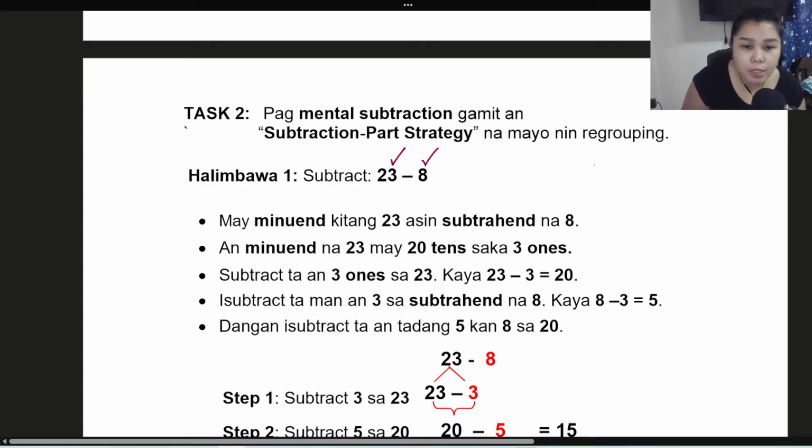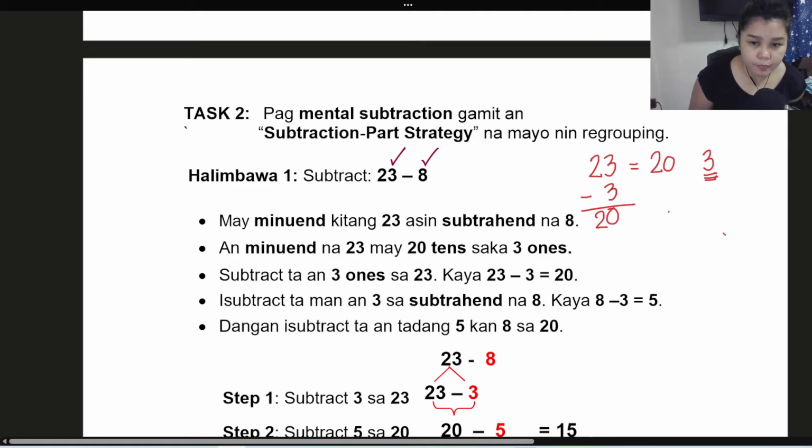Okay, so we have here minuend na 23. So, in 23, if you're going to separate yung tens and then ones, meron tayong 20 at saka 3 for 23. Okay, subtracta ang 3 1 sa 23. So, ito ang ones. 3 ones. So, you need to subtract it with 23. So, 3 minus 3 is 0. Ito naman ay 2. And then, subtracta, kaya 23 minus 3 equals 1.